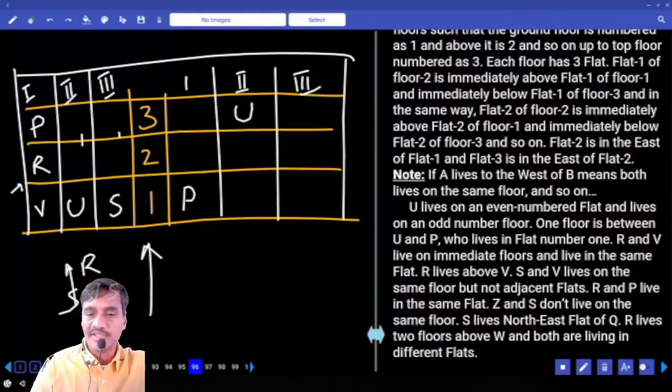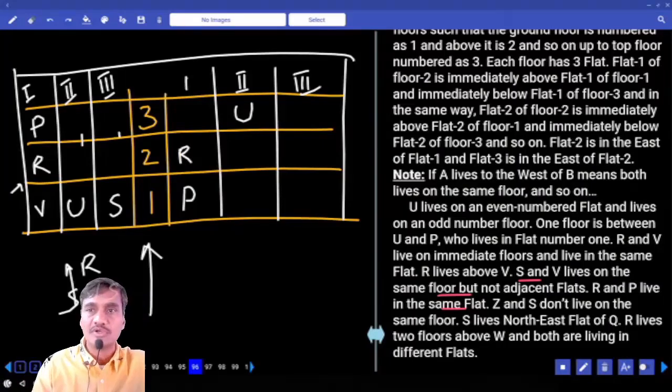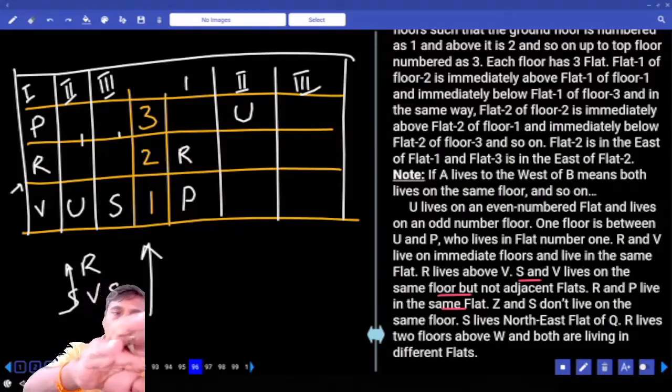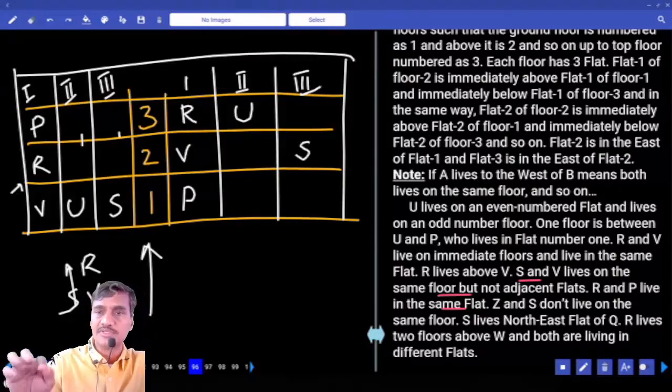Is that fine? Then again coming back to this one, how should we have it here? Now R and P live above V. S and V live on the same floor, and R and P live in the same flat. Can we have R at this place? Is there a chance here? No. If R is here, V must be immediately below R, not possible. So R is here, V is here, and S is at this place: R, V and S.